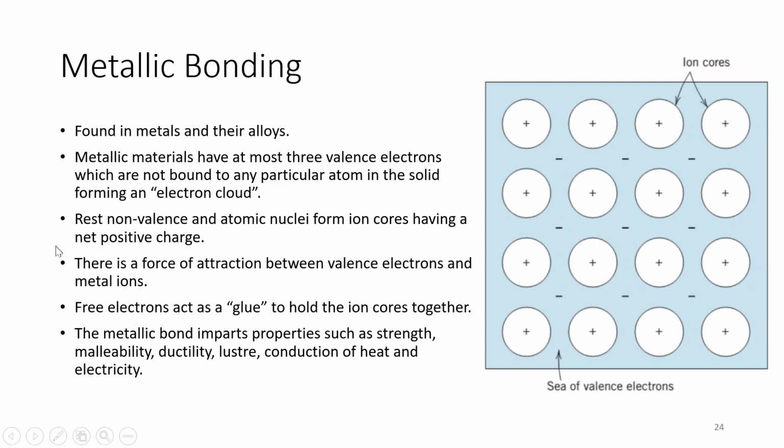Okay, so these are the ion cores, and the sea of valence electrons, this is the electron cloud, and the rest of the non-valence electrons and atomic nuclei form ion cores having a net positive charge, and there is a force of attraction between valence electrons and metal ions. Free electrons act as a glue to hold the ion cores together, and the metallic bond imparts properties such as strength, malleability, ductility, luster, conduction of heat and electricity.